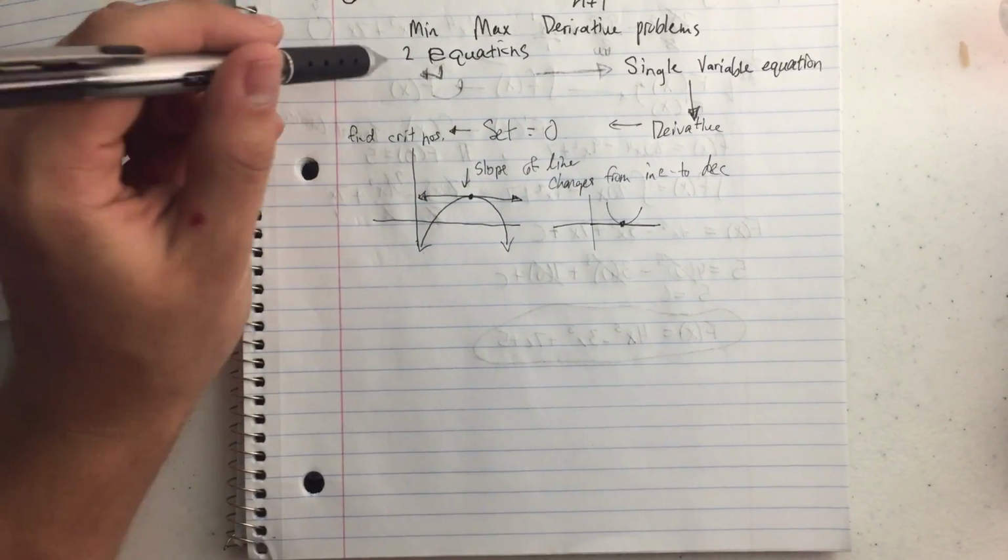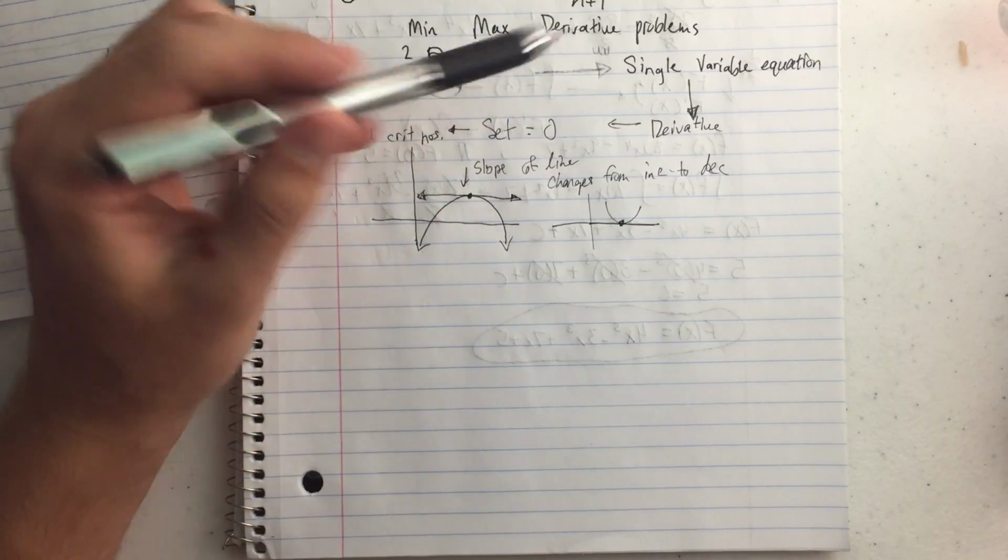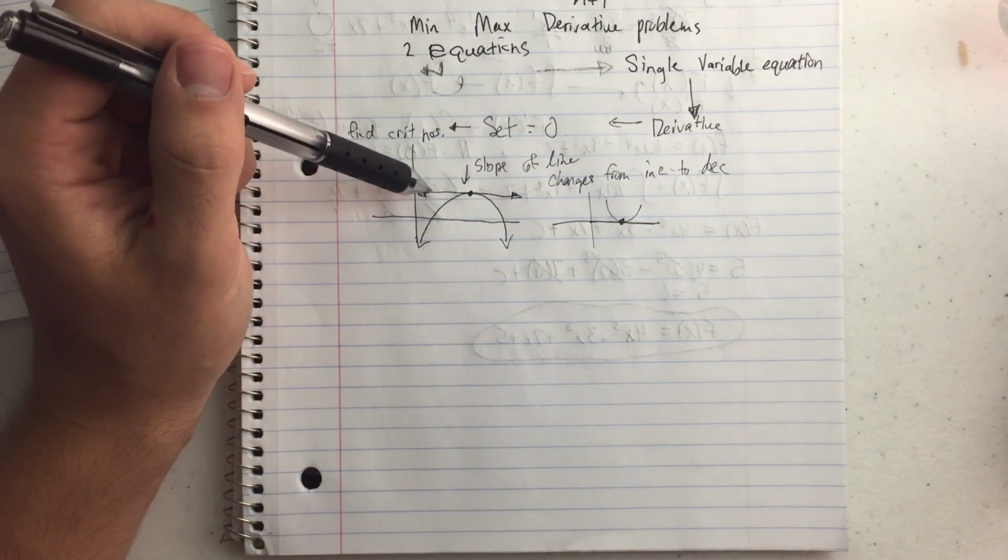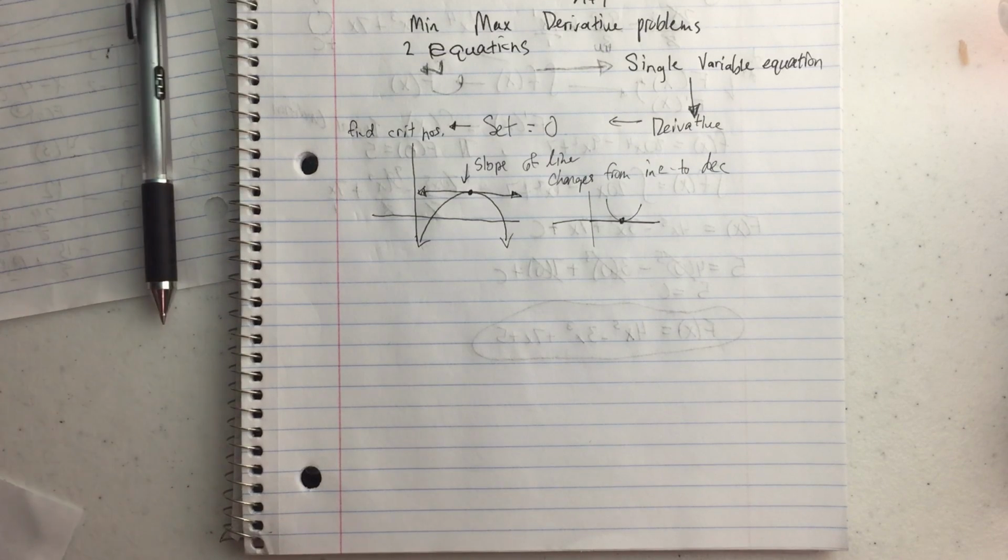It's a process of getting the two equations, putting it into a single variable, taking the derivative, and then setting it equal to 0. Sorry if that sounds confusing.